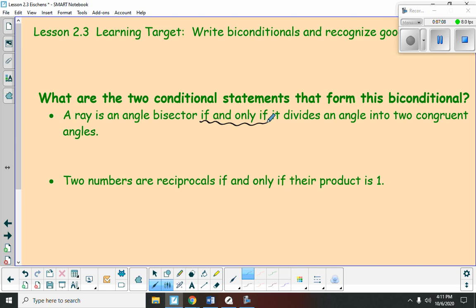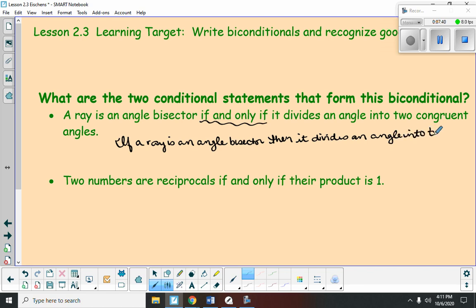So to write the two, we're going to say if a ray is an angle bisector, then it divides an angle into two congruent angles. Congruent and angles, we're going to write like this, even write angles like that just to shorten our writing. Use some math symbols in there.